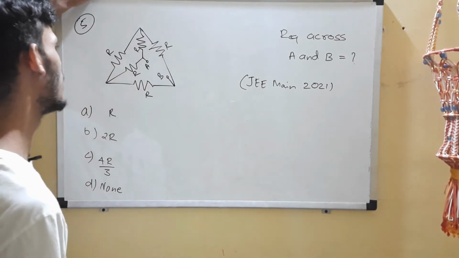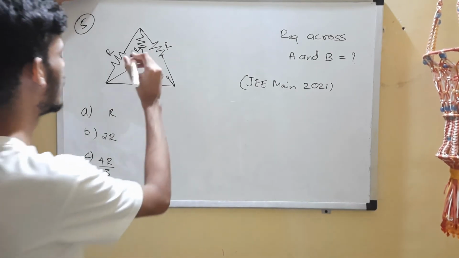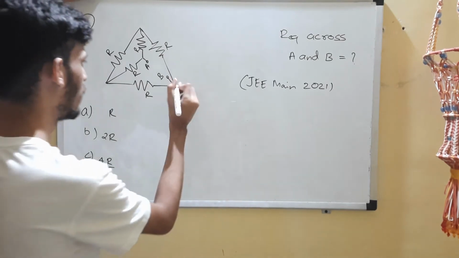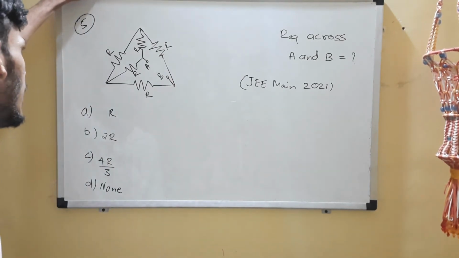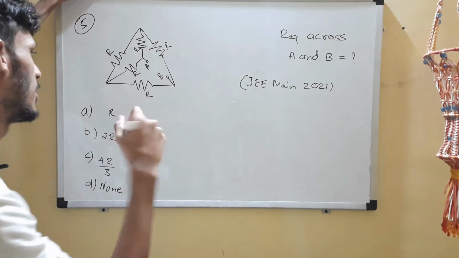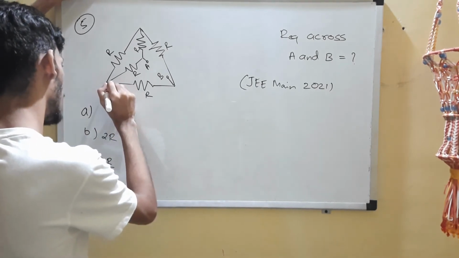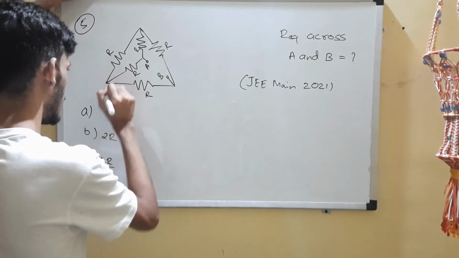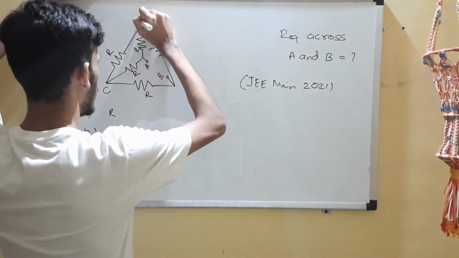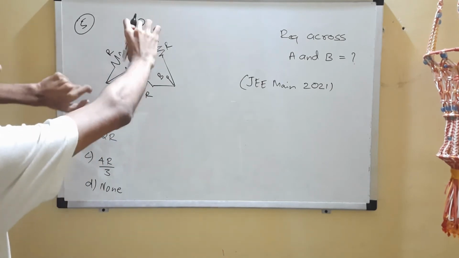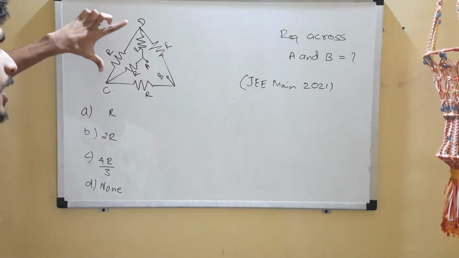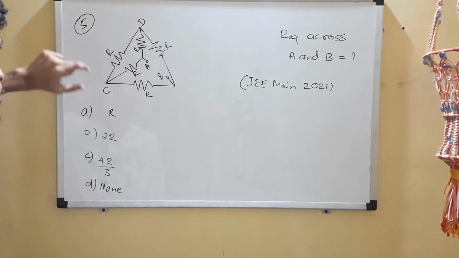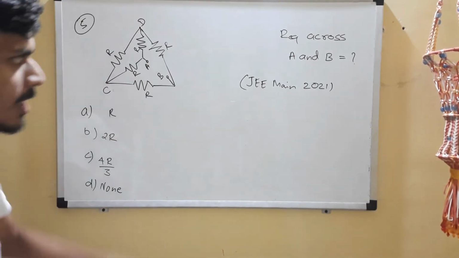So the first step is to assign the potentials. We'll consider the potential over here as A, the potential over here as B, and at this junction and this junction, let's assign some potential. We'll call the potential over here C, and at this point the potential is D. They are not connected by a connecting wire, so they have different potentials. There will be a voltage drop across this resistor, so here the potential is C, here the potential is D.